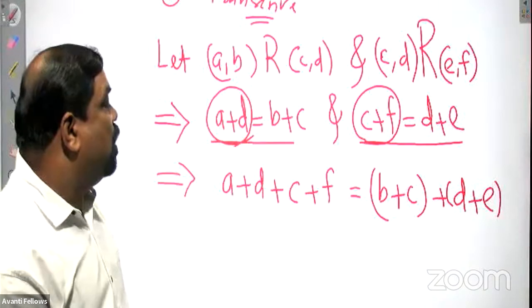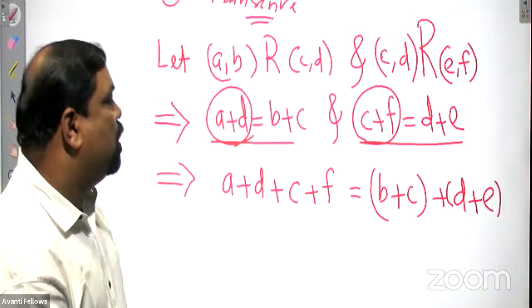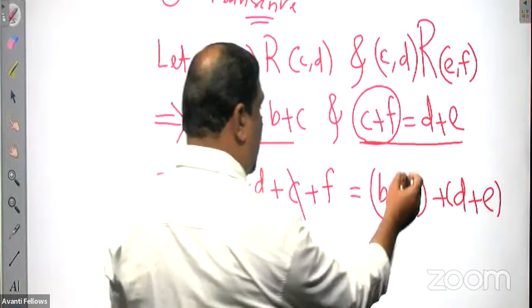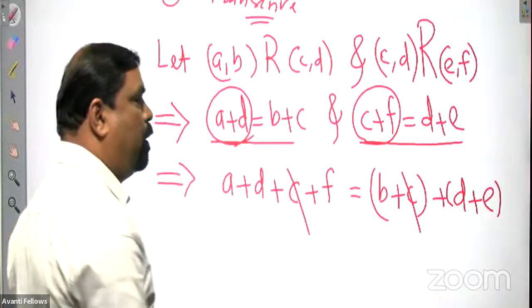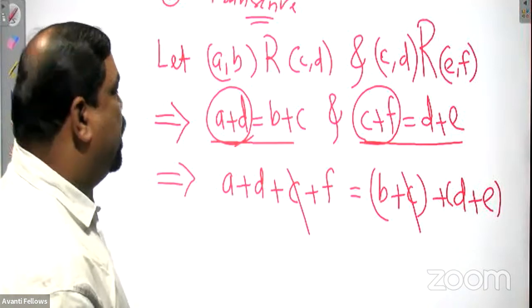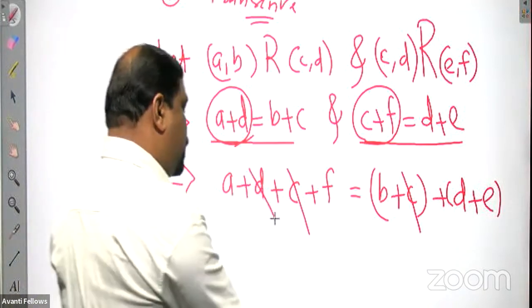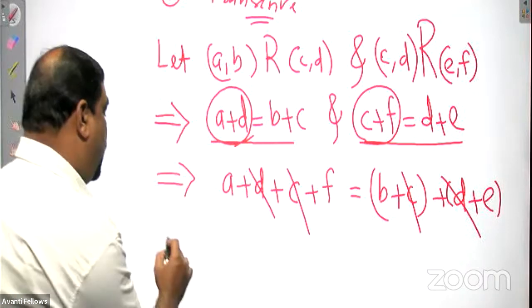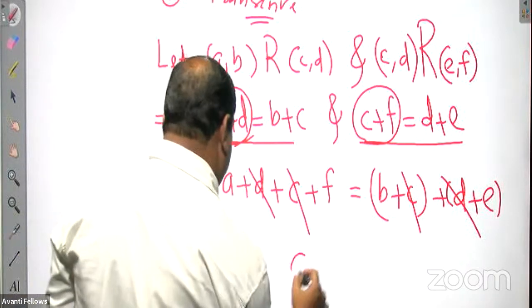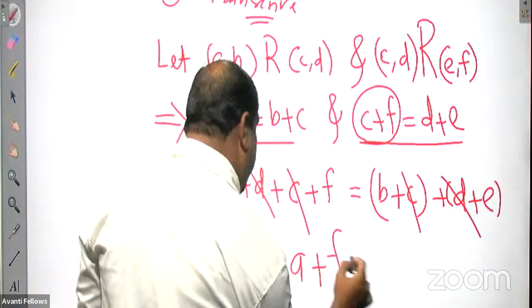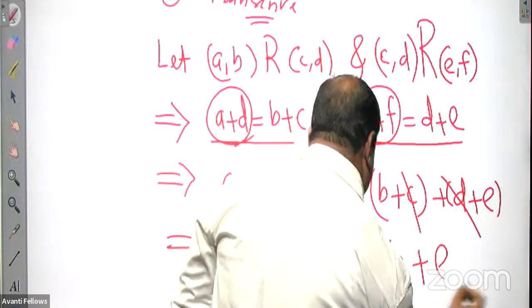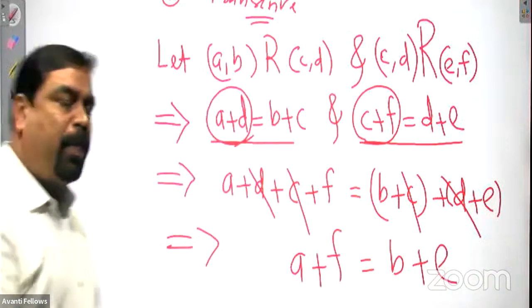Now you see both sides, some common terms may be there. So that can be cancelled. What is common here? C and C will cancel. Then D also common. D. So what is remaining? What is remaining is A plus F equal to B plus E. A plus F is equal to B plus E.